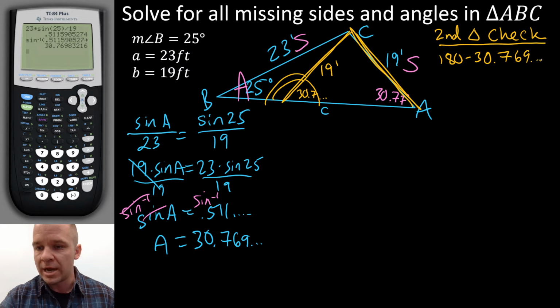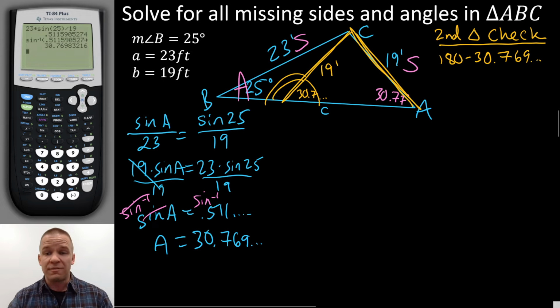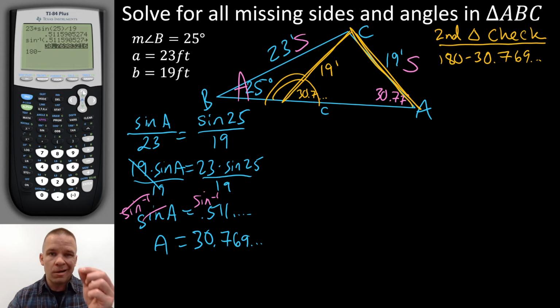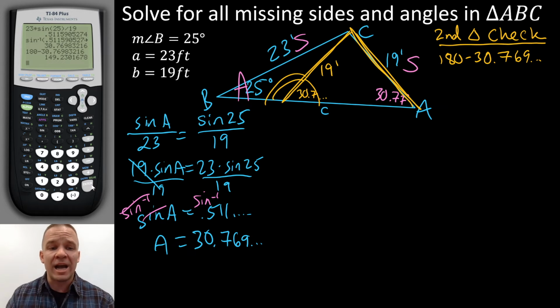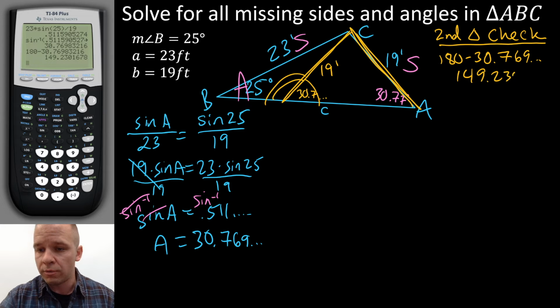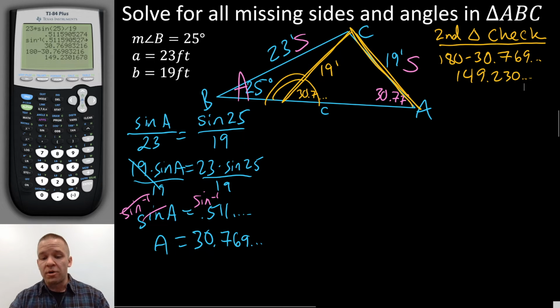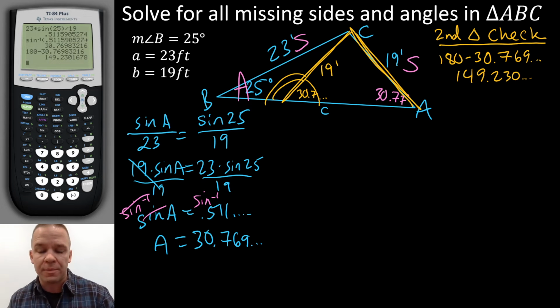30.769 and change. So I'll do that in my calculator since I've already got these numbers up, right? So 180 minus, and then I'm going to arrow up and hit enter on there. It's going to copy it down for me. So 149.23 and change. That's my other potential angle for this triangle, right? That's the other thing that could possibly happen here. But we need to see if that even works. I know, right? We're not even done seeing if we have a second triangle. I need to see if that works.